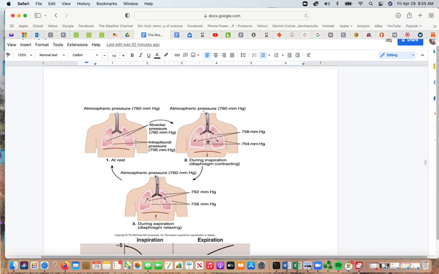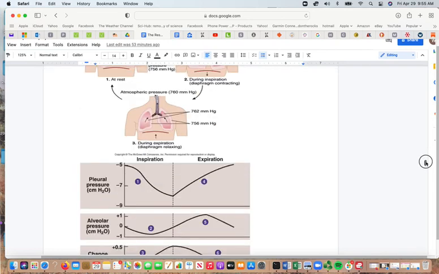During inspiration, you're lowering that alveolar pressure and decreasing the intrapleural pressure. It's going to pull air in. During expiration, diaphragm goes back up. Your intrapleural pressure stays lower, but your alveolar pressure is going to increase. That's going to push air out. So that alveolar pressure is going to be a lot of what determines when you're pulling air in and when you're pushing air out.